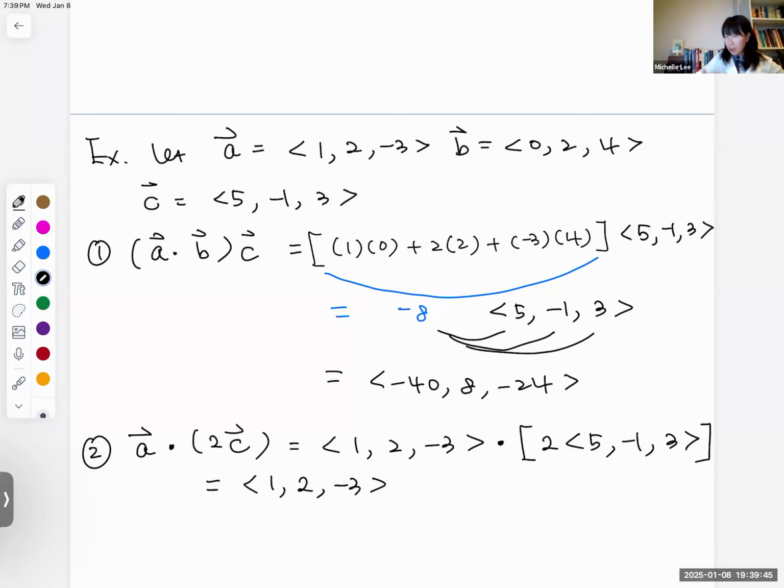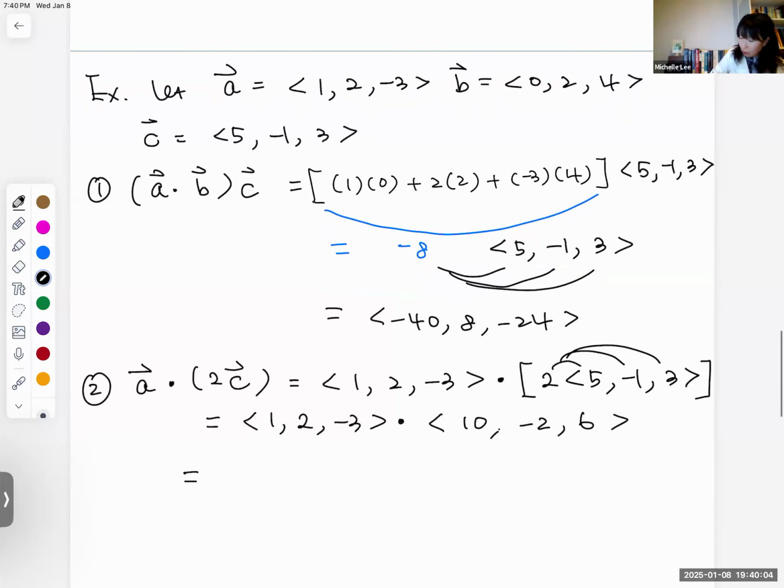Let's simplify inside. So we distribute, and we will get a vector: 10, -2, 6. So we have a dot product, right? That will be 1 times 10 plus 2 times -2 plus -3 times 6. Can you please calculate? It's -12.